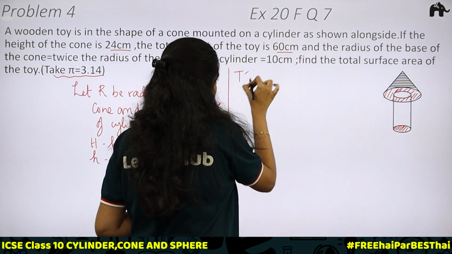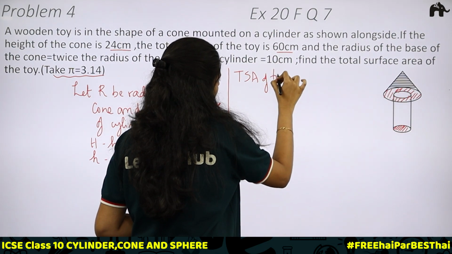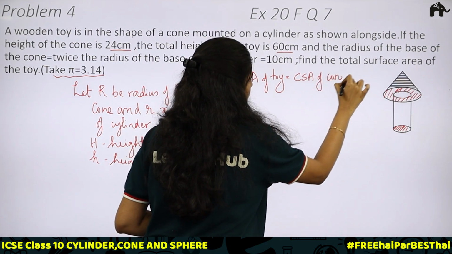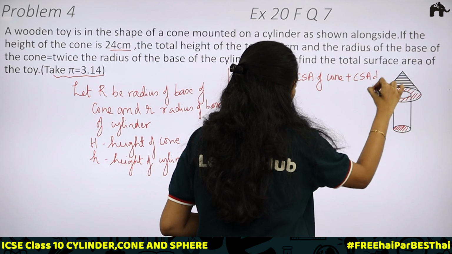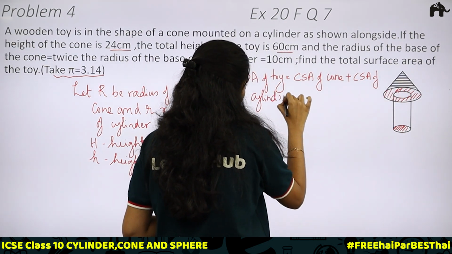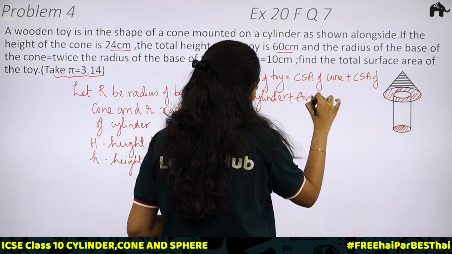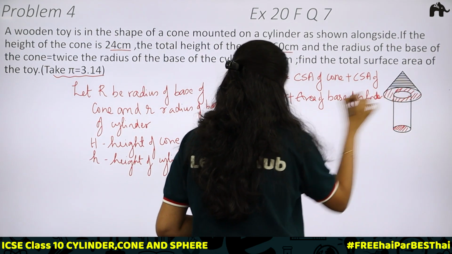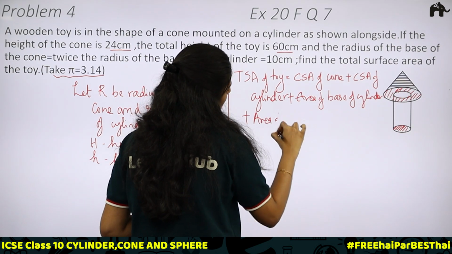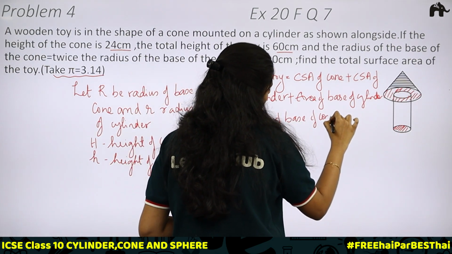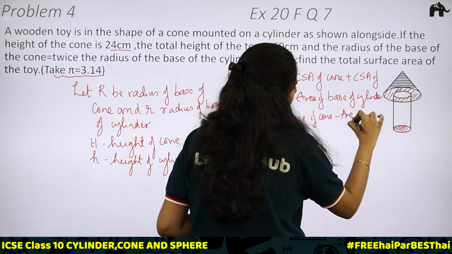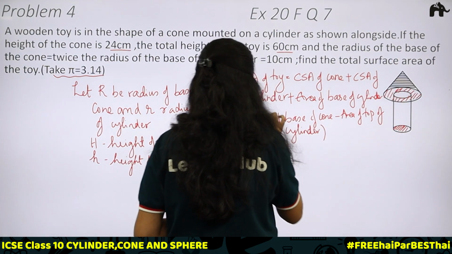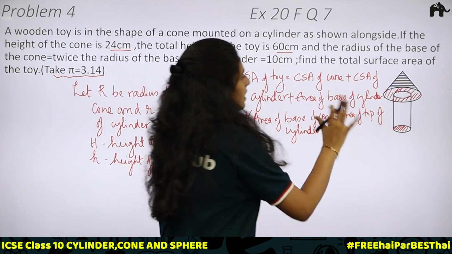Here we can write total surface area of toy will be equal to curved surface area of cone plus curved surface area of cylinder plus area of base of cylinder plus area of base of cone minus area of top of cylinder. Okay. Now, what are the given values?